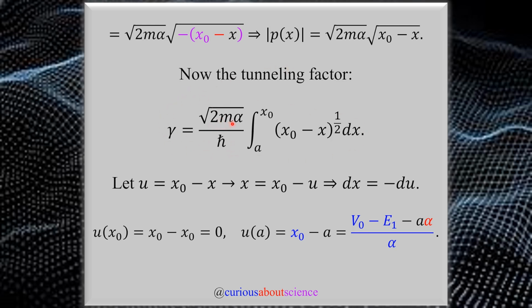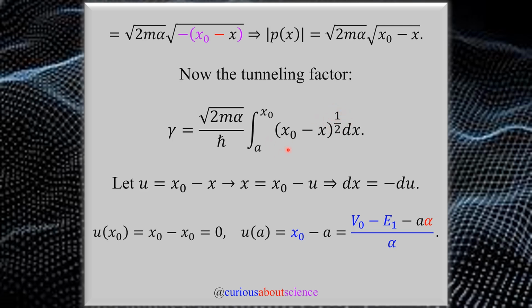Noticing that 2m alpha is a constant with respect to x, so we just take that outside immediately. And then a was the edge, the right edge of the well. x naught was some turning point later, and hence we have x naught minus x inside. Again, this is all to the square root, so we just put it to the 1/2 power now.